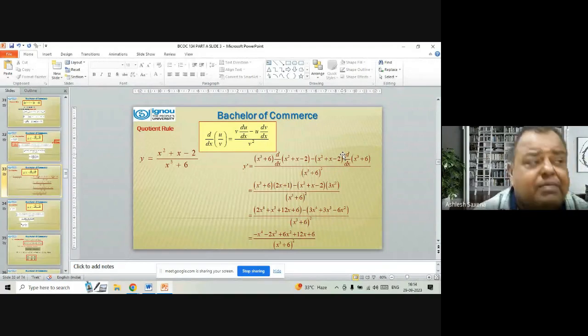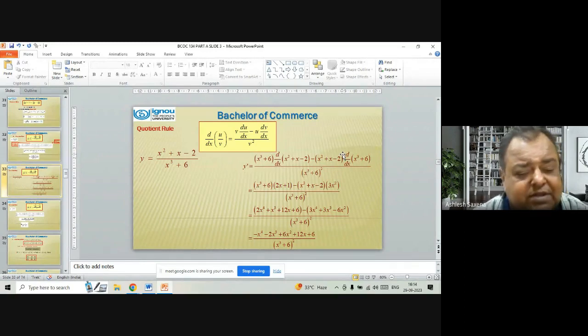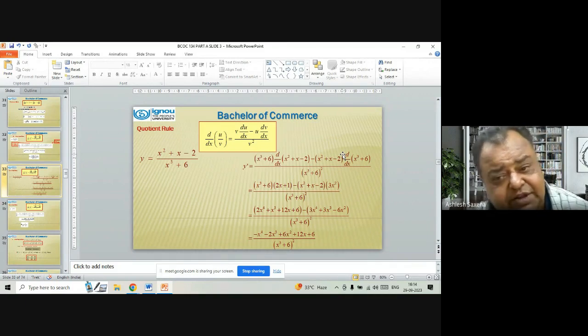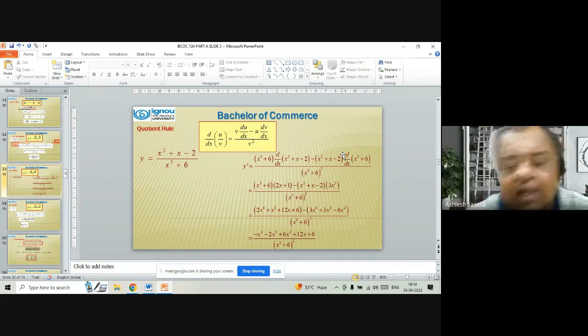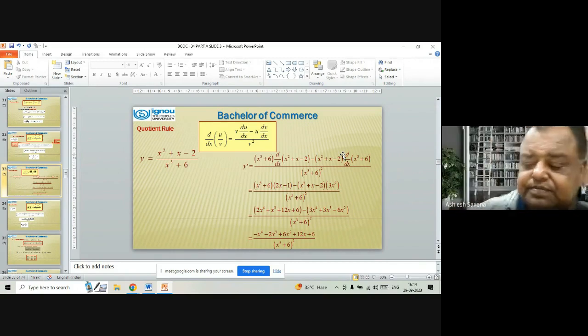When you will be differentiating x cube, power 3 will come in front of x, and you will be reducing the power by 1. That means derivative of x cube will be 3x squared, and the derivative of constant will be 0. Simply multiply it and simplify it.